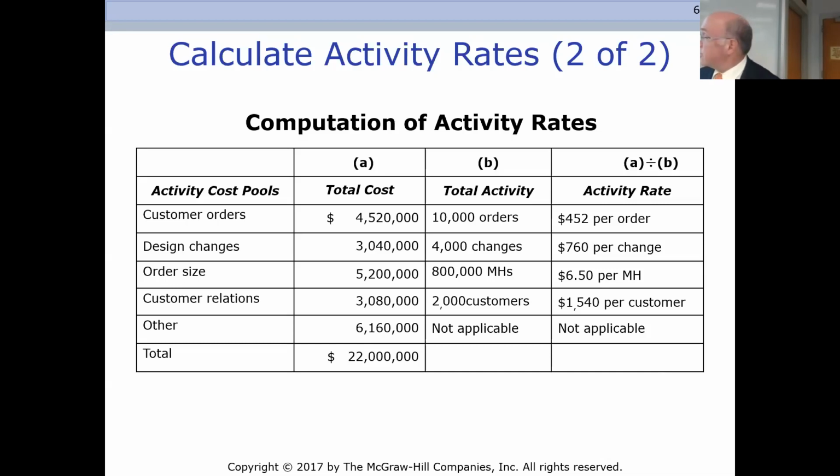Okay, any questions about anything that's on this chart? No? You know how to do it, right? The numbers in that left column came from the prior slide, and then the 10,000, the 4,000 they gave us, you just divide one by the other, and that's what you do. So now we have to figure out what we are going to do with all that stuff in the right-hand column, the activity rates.